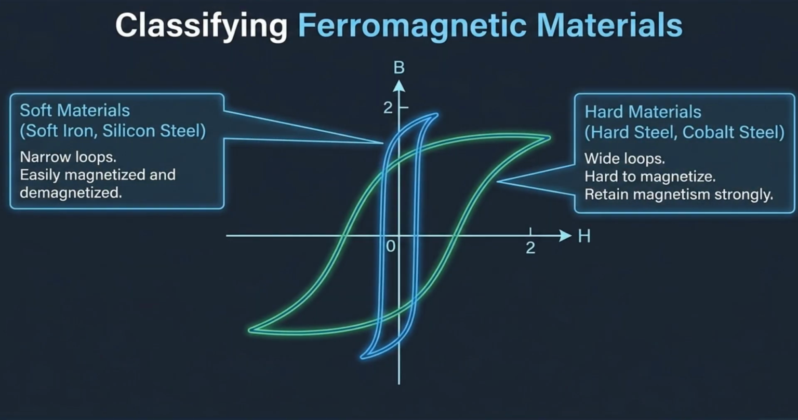Ferromagnetic materials are classified as soft or hard. Soft materials, like silicon steel, have narrow loops and are easily magnetized and demagnetized. Hard materials, like cobalt steel, have wide loops, are hard to magnetize, and retain magnetism strongly.